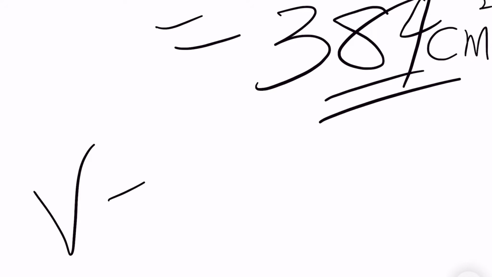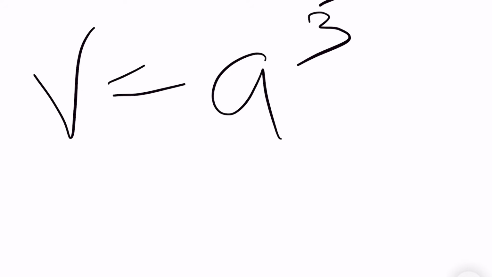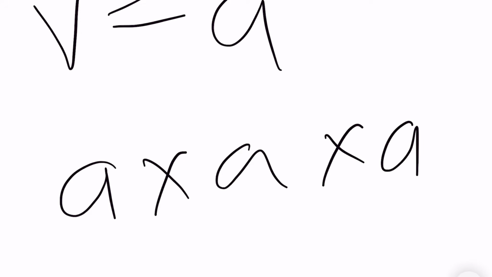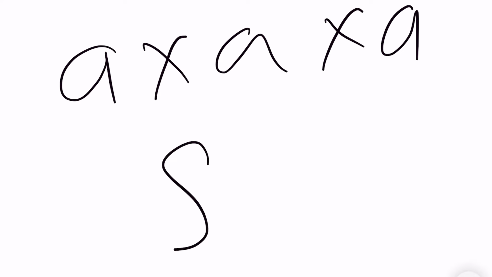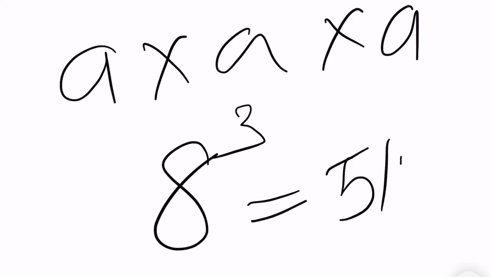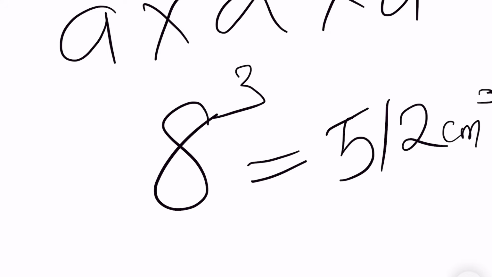Then we have our volume to be A cube. Volume is A cube. Then we have it to be A times A times A, which is 8 cube. This will be 512 centimeter cube. So we have it to be 512 centimeter cube.